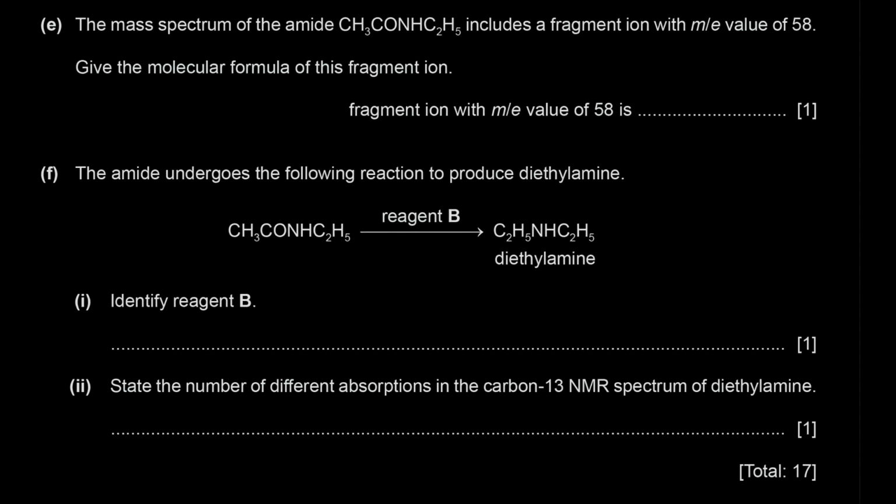The mass spectrum of this compound includes a fragment ion with mass to charge value of 58. Give the molecular formula of this fragment ion. So what will this fragment look like? Now this guy over here has an Mr of 87. And if we're observing a fragment of 58, something broke off to give you a fragment of 58, and that something must have had a mass of 29. So if the ethyl group breaks off, ethyl has a mass of 29. If the ethyl group breaks off, you're left with this fragment over here that has a mass of 58.